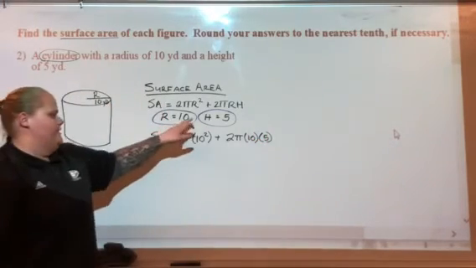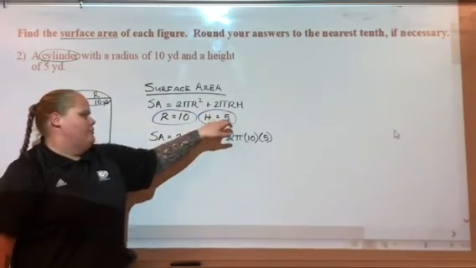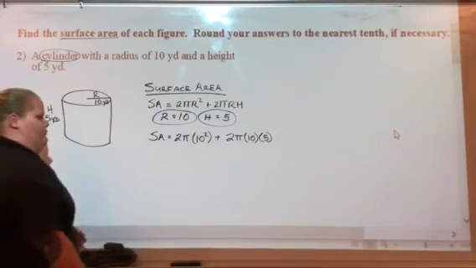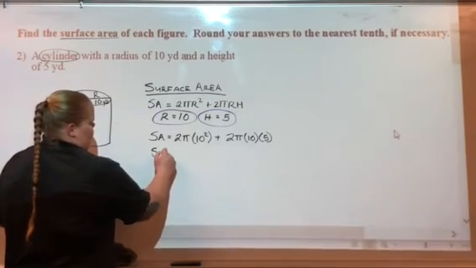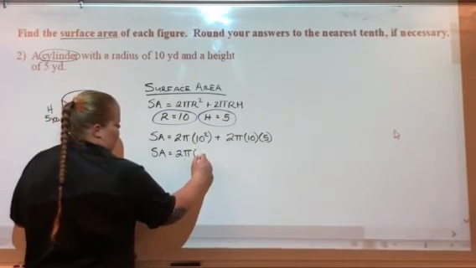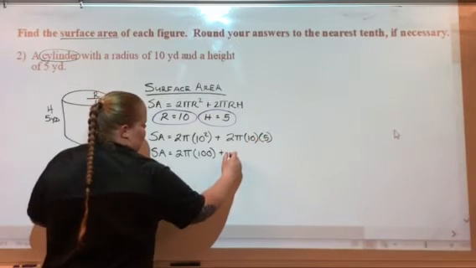Okay, so all I did was take 10, and every time I saw an R, I put a 10 there. Every time I saw an H, I put a 5 there. And that's what I got. So now we're just going to try and simplify this a little bit. 10 squared is 100. And then 10 times 5 is going to be 50.